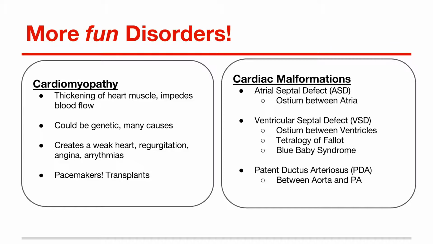A host of cardiac malformations may occur as a result of either genetic disorders or malnutrition during pregnancy. An atrial septal defect is an ostium or a hole between the atria of the heart. A ventricular septal defect is an ostium between the ventricles. Both of these defects cause a left to right shunt, which means that blood flows from the left side of your heart to the right side of your heart. This is generally not too large an issue because the rest of your body is still receiving oxygenated blood and it's only slightly less efficient.